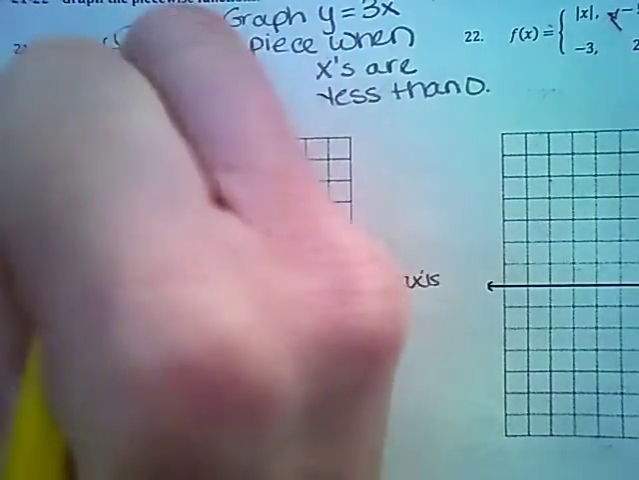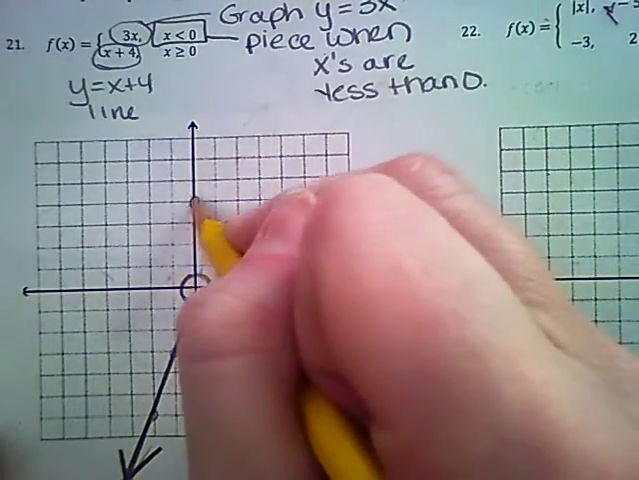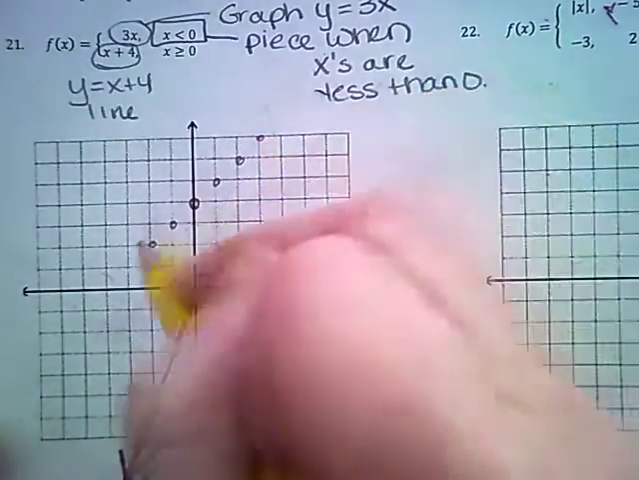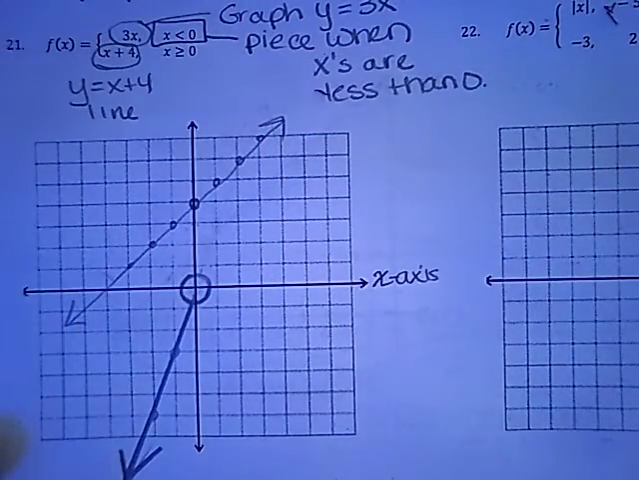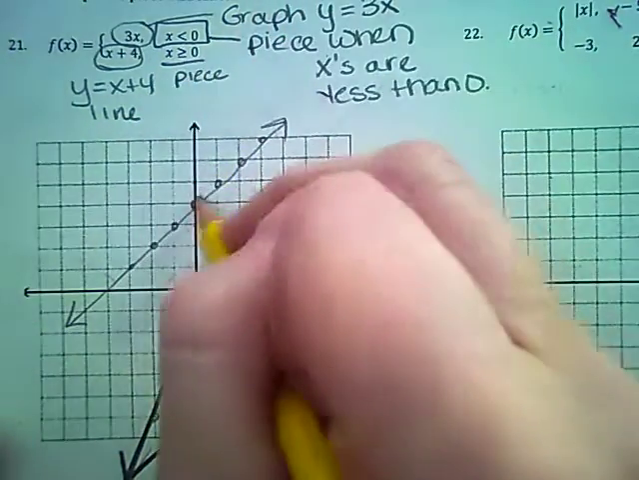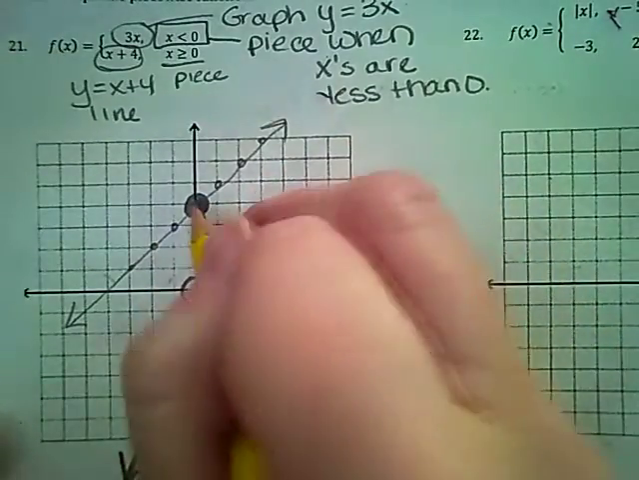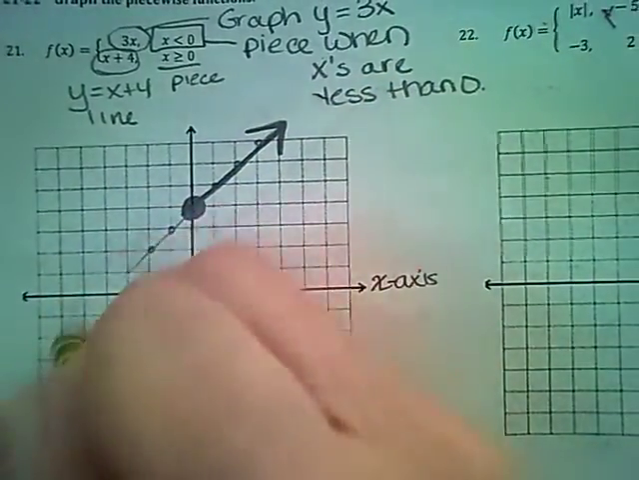And then you do the other line. y equals x plus 4. Graph that line. 1, 2, 3, 4. Up 1 over 1. So that's the whole line, but I don't want that whole line. I only want this piece. When the x's are greater than or equal to 0. That's to the right. So this is when x is 0, to the right of 0. And then I erase this side.